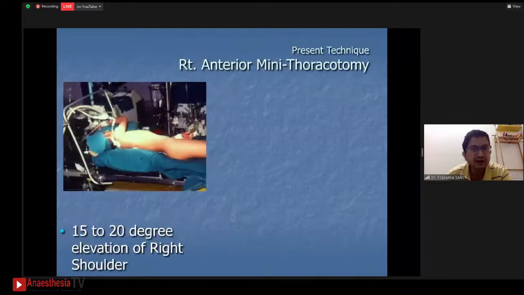But what we do now is a right anterior mini thoracotomy. So we do a 15 to 20 degrees elevation of the right shoulder. The rest of the things remain the same. The endotracheal tube, the arterial line is the left radial line. Usually the arterial cannula is on the left femoral artery. And we take a right IJV. A transesophageal probe is inserted.